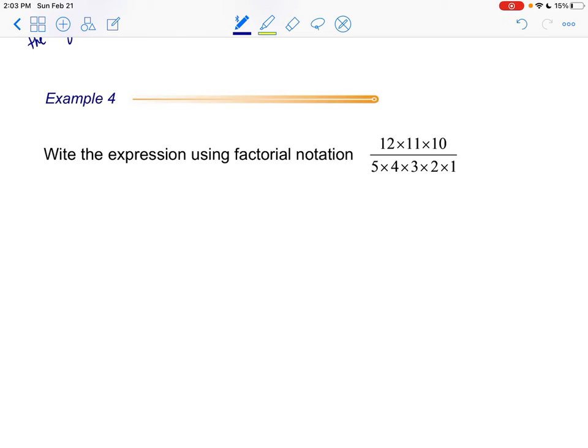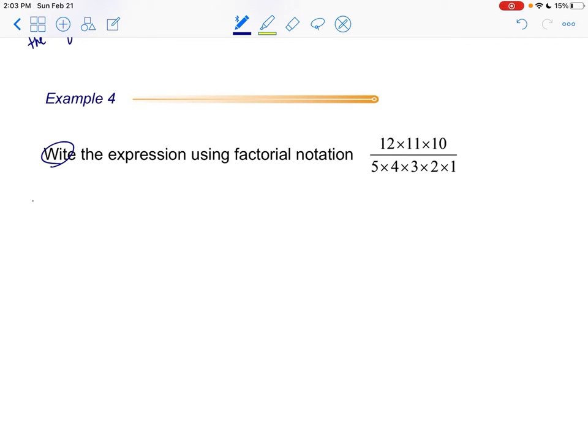Example 4 in the factorial section. Write the expression using factorial notation. So we have 12 times 11 times 10 divided by 5 times 4 times 3 times 2 times 1. So we want to work backwards here to figure out what we have.